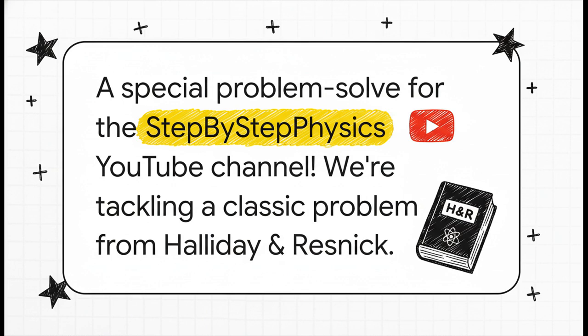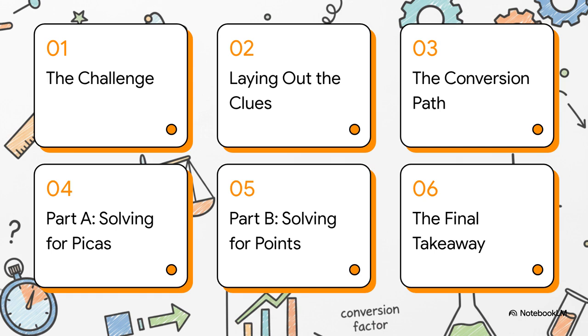We're jumping right into problem 4 from chapter 1 of Halliday and Resnick's Fundamentals of Physics, the 12th edition. Let's get into it. So here's our game plan. First, we'll look at the challenge itself. Then, we'll lay out all the clues the problem gives us. After that, we'll map out our conversion path. Then it's on to the fun part, solving part A for picas, and then part B for points. And we'll wrap it all up with the final takeaway, the big why behind this method.